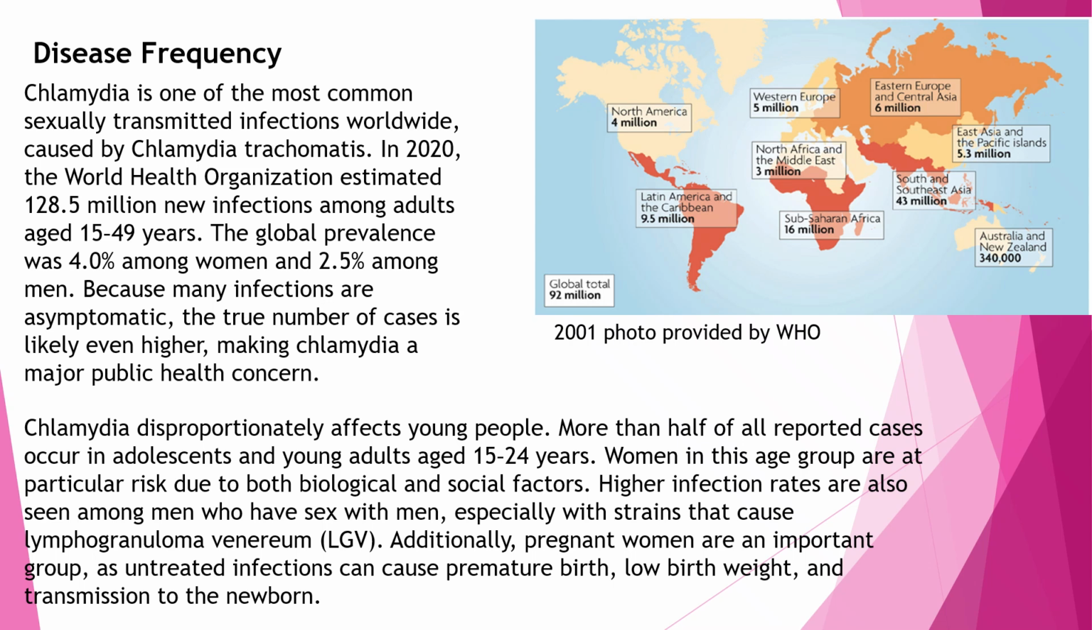Chlamydia disproportionately affects young people. More than half of all reported cases occur in adolescents and young adults aged 15 to 24 years old. Women in this age group are at a particular risk due to both biological and social factors. Higher infection rates are also seen among men who have sex with men, especially with strains that cause lymphogranuloma venereum. Additionally, pregnant women are an important group because untreated infections can cause premature birth, low birth weight, and transmission to the newborn.